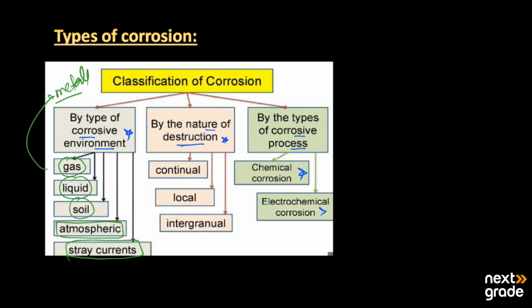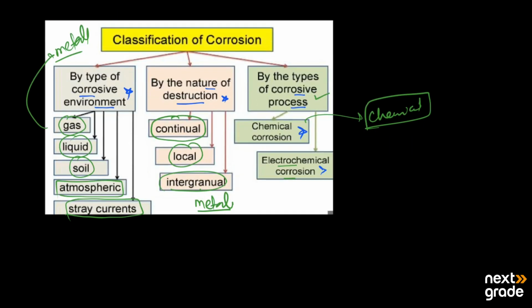If we have the second condition, which is by the nature of the destruction, the destruction may be continual, non-stop, it may be local, or it may be intergranular, or maybe on the internal side of the metals. The third is the type of reaction or the nature of the corrosive process. It may be chemical corrosion, reacting chemically with different substances, or it may be electrochemical corrosion. So both types of corrosion can happen.